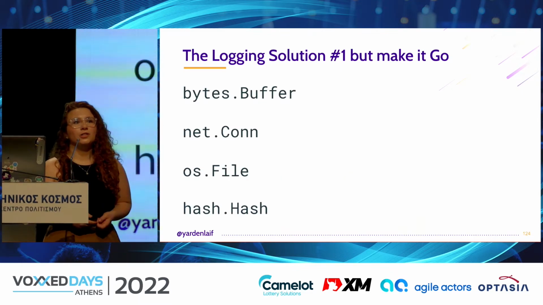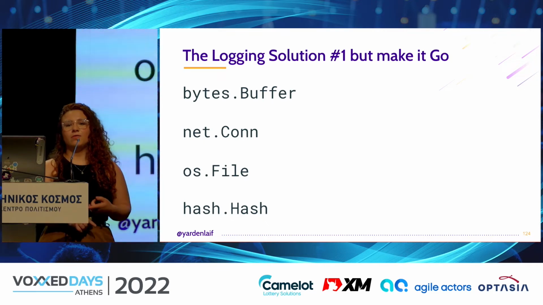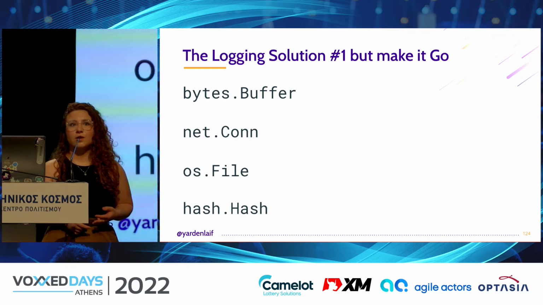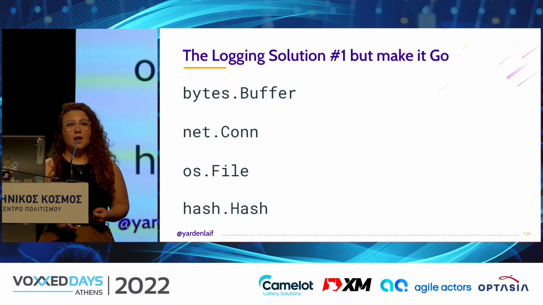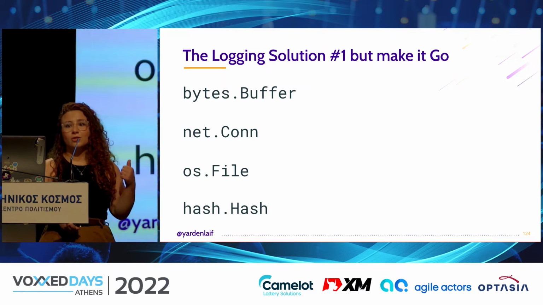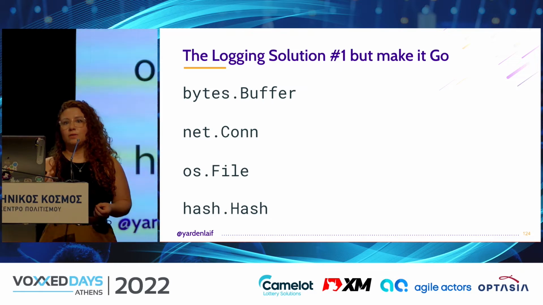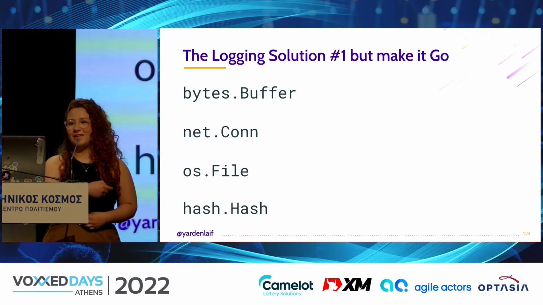Actually, this small change caused us to support out of the box, with no need for extra code, buffers, sockets, files like we saw, hashes. I don't know why you would want to log to a hash, but if you do, it's possible. Actually, there are 351 types that implement the io.Writer interface in the standard library alone. So just this very, very small change made our code much easier to use and allowed us to be able to use it with many different types.